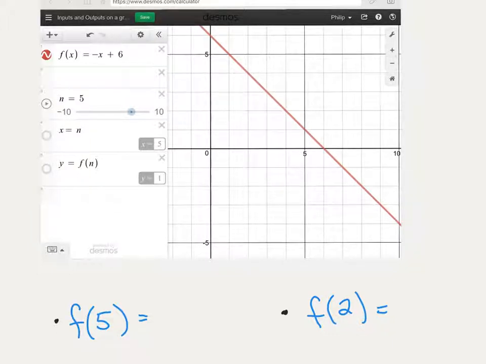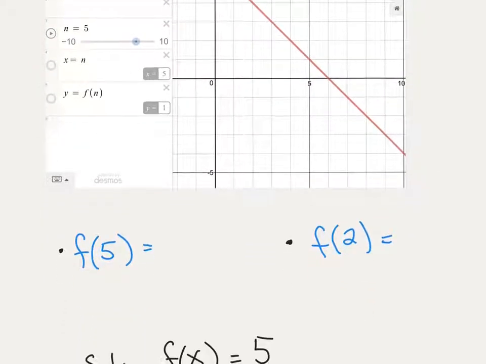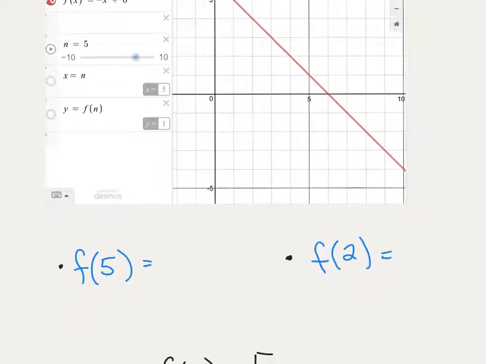If I wanted to do this analytically, which is the word that we use, I would take my function, negative x plus 6. Instead of x, I have a 5: negative 5 plus 6. If I have negative 5 and I add 6 to it, I get a 1. So I know that the answer to this question is 1. The output of my function when I plug in 5 is 1.